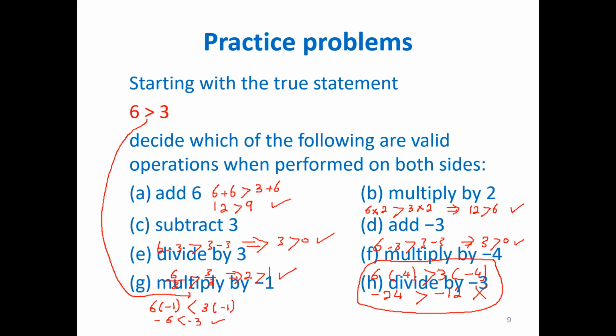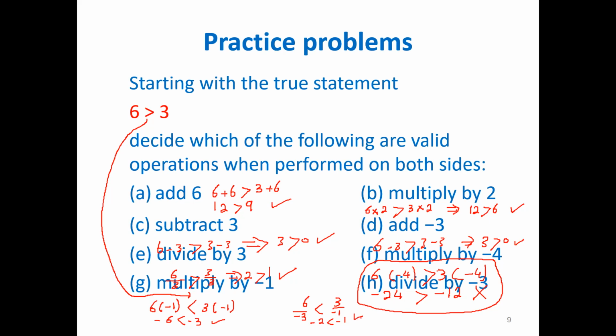Same thing here. If we divide by minus 3, then we have 6 divided by minus 3. Then I have to reverse the sign, change it, instead of greater than, less than. So 6 divided by minus 3 is minus 2, less than minus 1, which is correct. Minus 2 is less than minus 1 because minus 2 lies to the left of minus 1 on the number line, okay? So this now becomes correct.